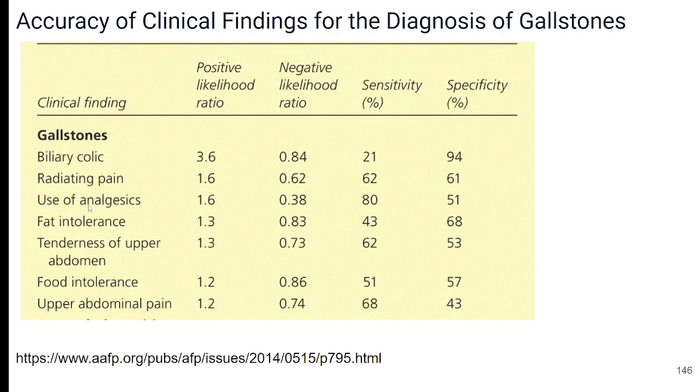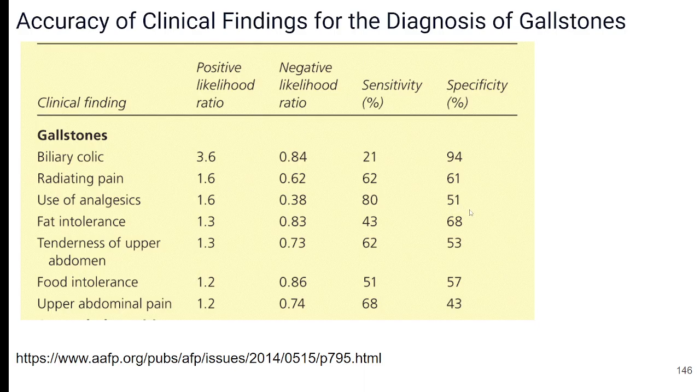Then a patient who has a tendency to use analgesics for this. Now, those who have episodes of pain and tend to use analgesics on their own, particularly antispasmodic analgesics, it's seen in around 51%, as far as specificity is concerned.